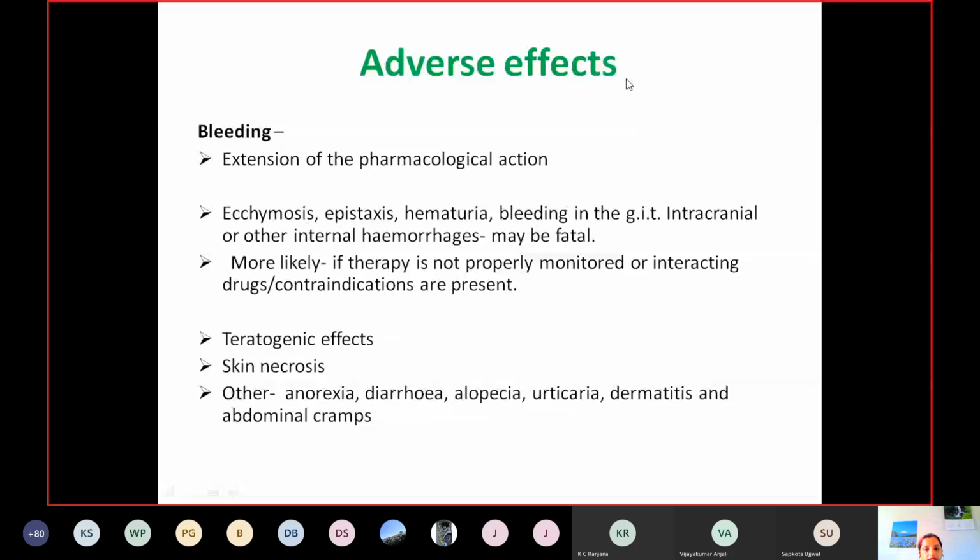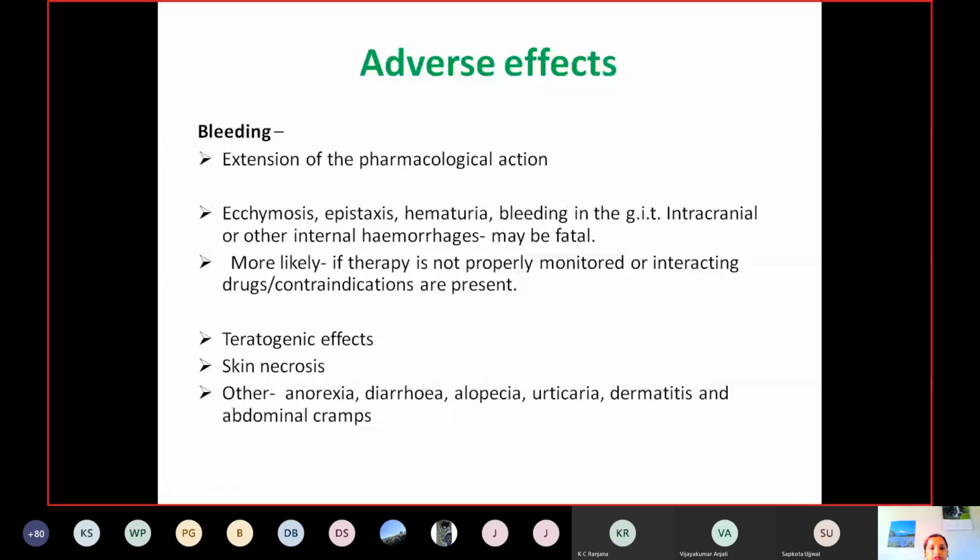The most common adverse effect of this drug is bleeding. To prevent this condition, always monitor the prothrombin time, PT. It is an extension of the pharmacological action. When you use these drugs for the long term or in overdose, there is bleeding, characterized by ecchymosis, epistaxis, hematuria, GI bleeding, intracranial hemorrhage or internal hemorrhage. Sometimes it may be very dangerous and lead to a fatal condition.